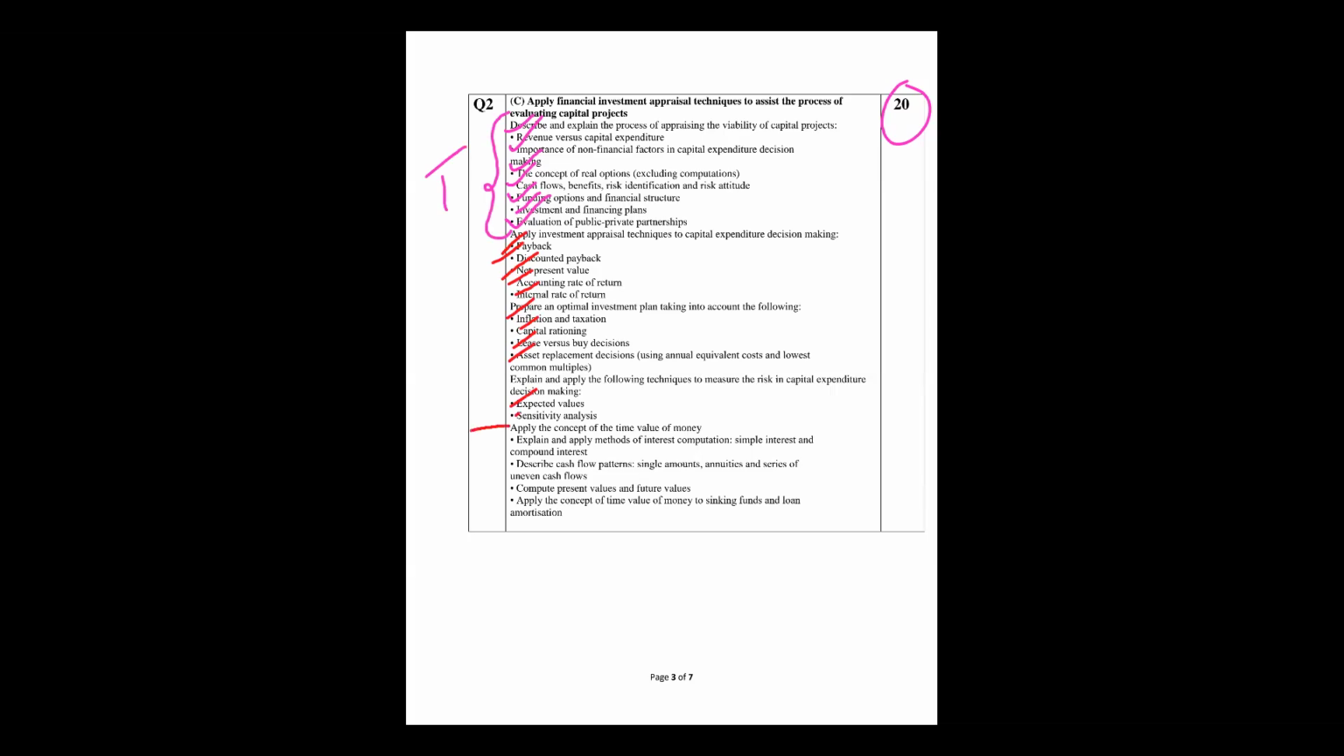This is time value of money, right? And here, and here. So all this. Describe cash flow, single amount at this calculation, calculation, calculation. So look at from here down. Okay, these are all computation. So if you want to get these 20, the T are all theories.